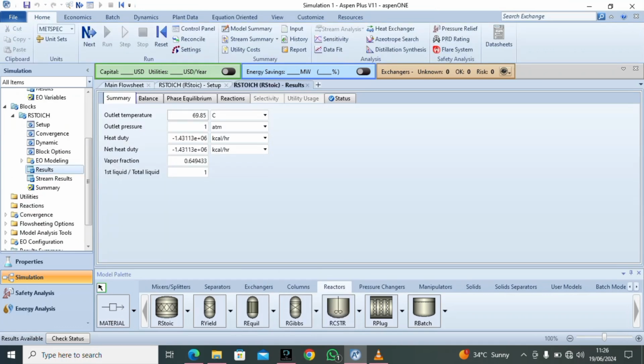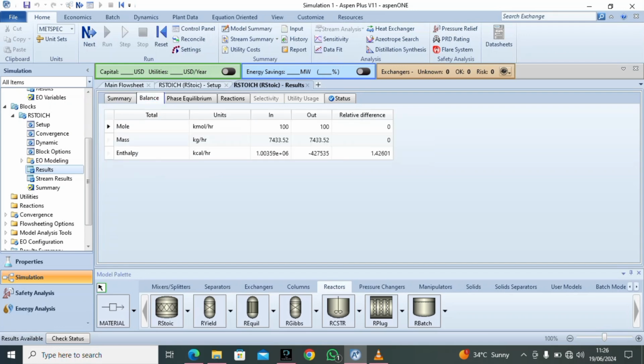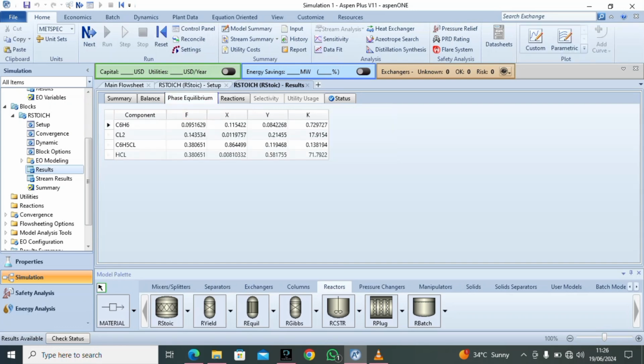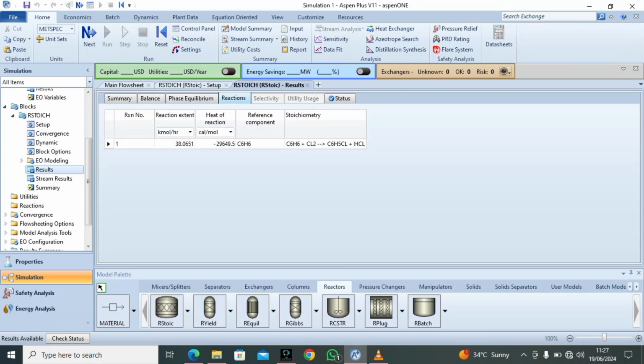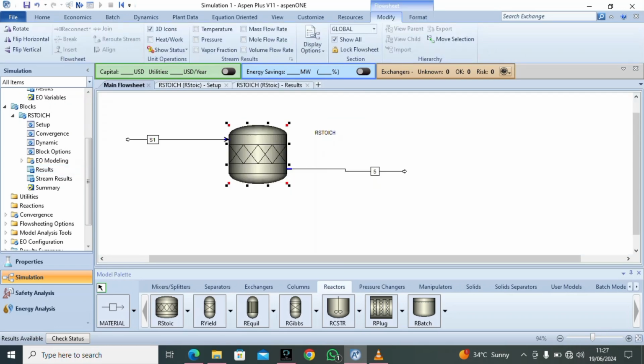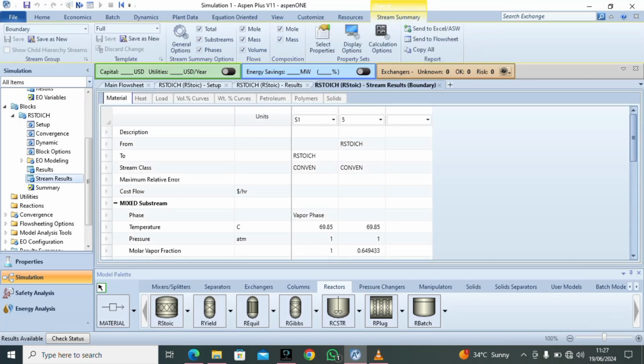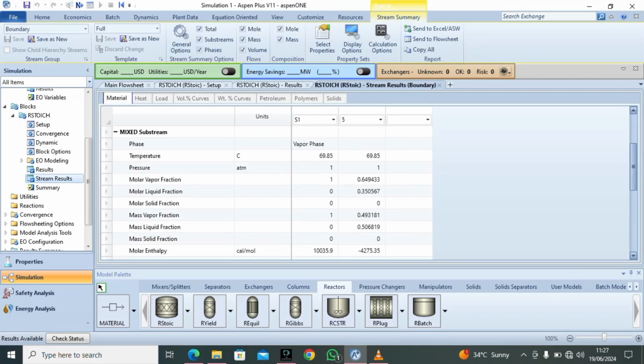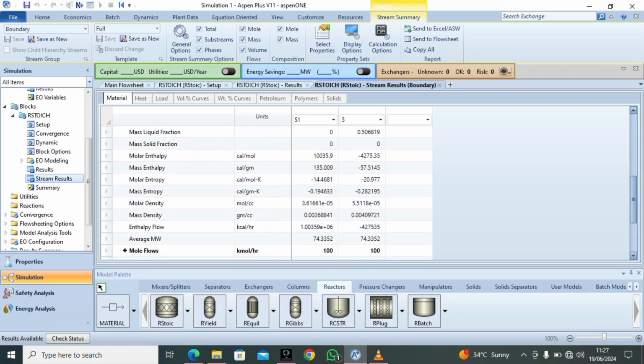In the summary, the outlet temperature is 69.85 degrees Celsius, the outlet pressure is 1 atm, and the net heat duty and vapor fractions are available. Balance values, mole, mass, enthalpy, and phase equilibrium values are available for these four components. Reaction values are also available. Go to the main flowsheet and see some stream results. Here we have molar flow, flow fraction, enthalpy, density, etc.